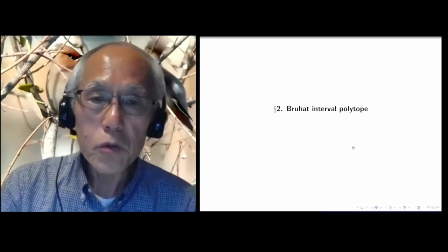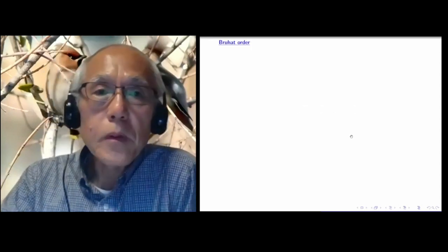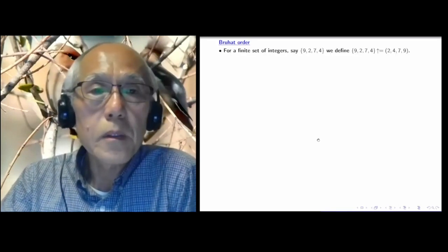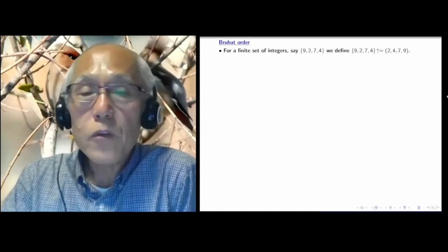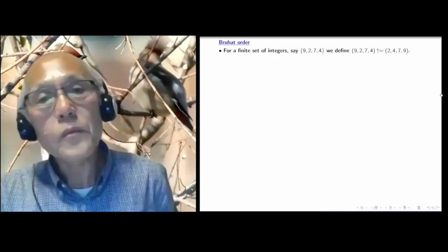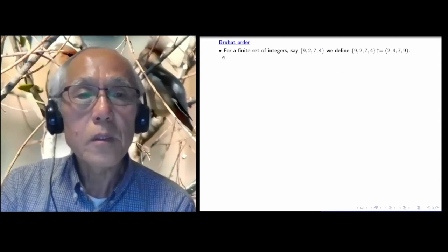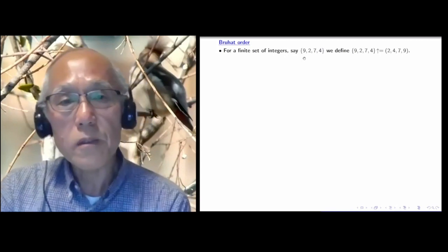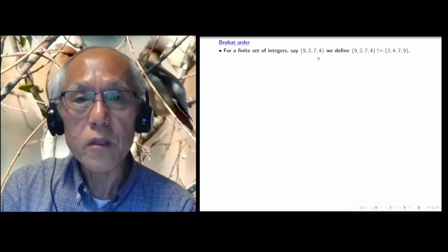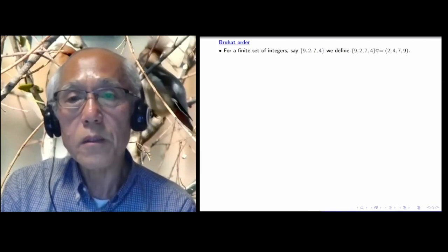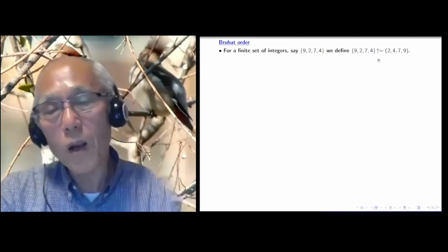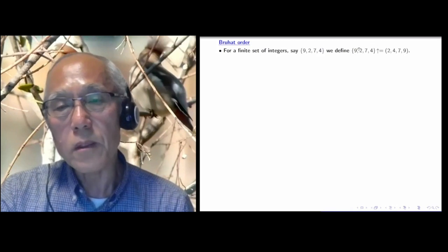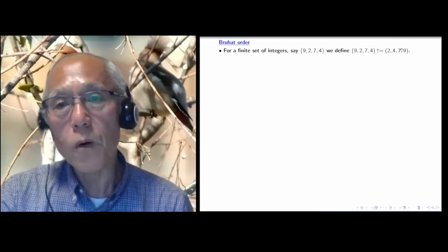Now I introduce the Bruhat interval polytope. Before that, I need to remind you of the definition of Bruhat order. There are several definitions of Bruhat order, so I give you one definition. For a finite set of positive integers, let's say 9, 2, 7, 4, we define this notation, up arrow. This means I arrange the elements in this set in increasing order. So 2, 4, 7, 9.